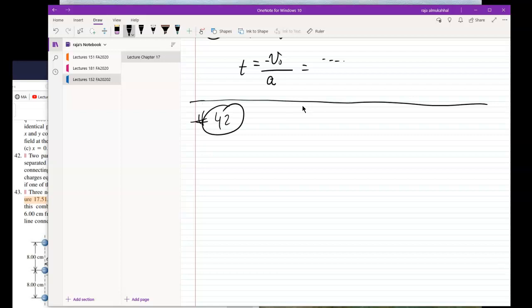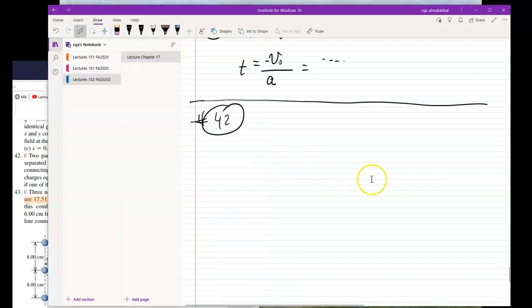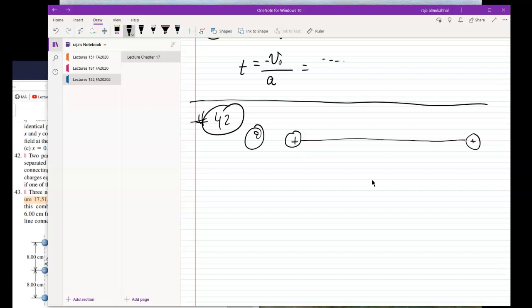Okay, so let me read it and then draw the diagram. Two particles with those charges are separated by a distance of 1.2 meters, at a point along the line. So let me draw that. I have here two charges. This is part A. One is positive. They're both positive, right? And here's another one right there, positive as well. And they're separated by a distance of 1.2 meters.